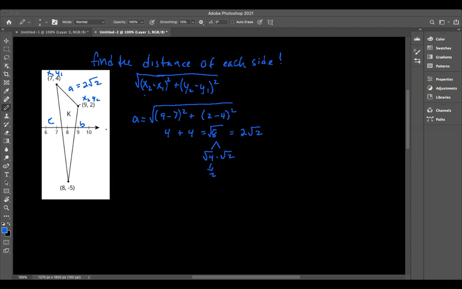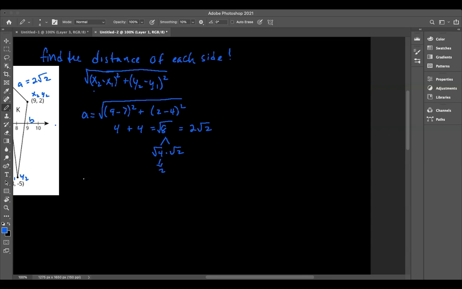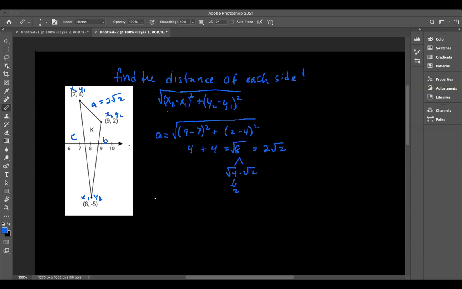Okay, next one. This one would be left to right, so this would be x1, this would be y1. Oops, sorry guys. All right, so let's do B. Same thing. We have x2 is 9 minus 8 squared, plus, let's see, negative 5 minus 2 squared. So this would be 1 plus negative 7 squared, which is 49. Square root 50.